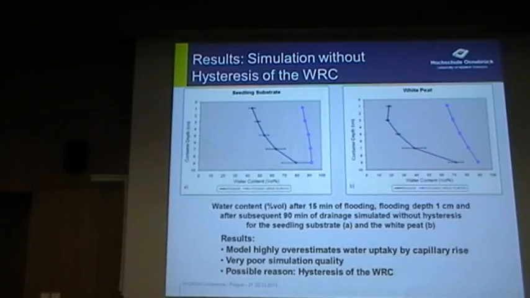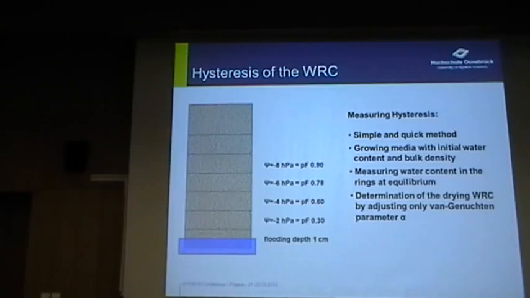Then we put the first results into Hydrus, and we had a look at the results. They looked very disappointing. Let's have a look at the white peat. This is the container from the top to the bottom, and this is the water content. These are the results from Hydrus 1D, and these are the measured results. Hydrus gave us much too high water contents in the containers, very similar to the seedling substrates. So there is a large overestimation of capillary rise in the growing media, and very poor simulation quality, and we think that hysteresis is the reason.